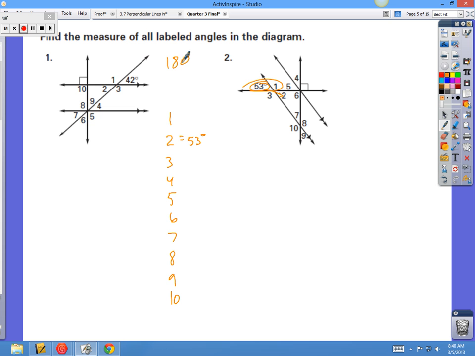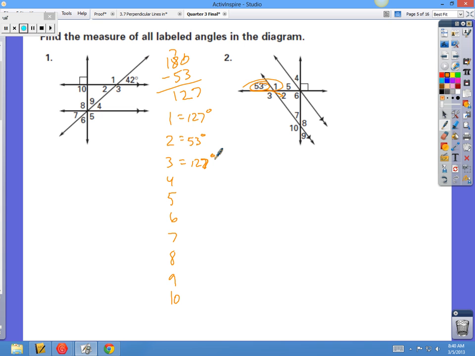So if I do 180 subtract 53, that's going to give me 127. So angle number 1 has got to be 127 degrees. Angle number 3 has got to be 127 degrees because they are a vertical pair. So I got those knocked out.